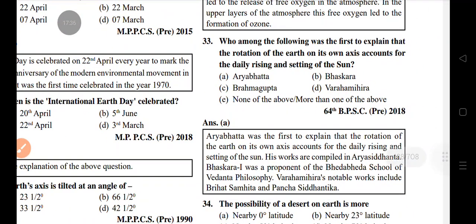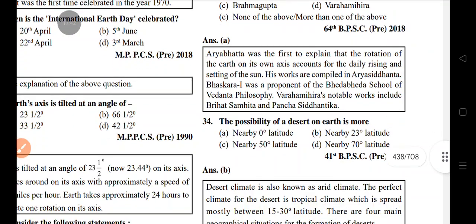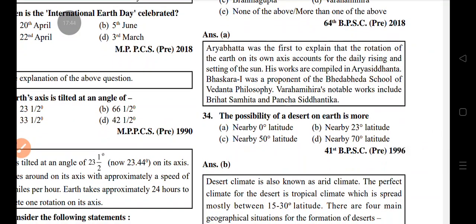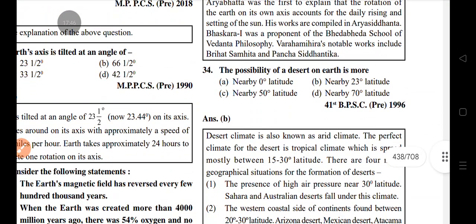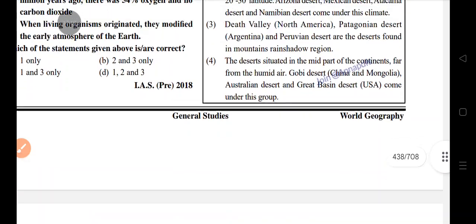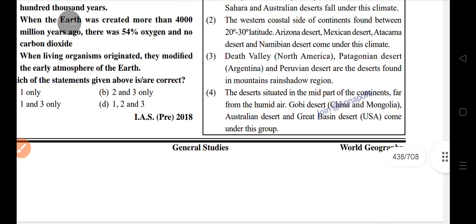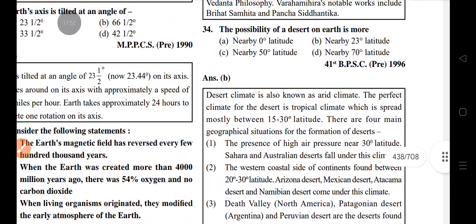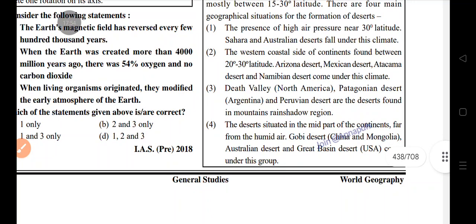First, to explain that rotation of Earth on its own axis accounts for the daily rising and setting of the sun. Aryabhata. The possibility of a desert on Earth is more near 23 degrees latitude. Death Valley, North America. Patagonia Desert, Argentina, and Peruvian Desert are found in mountain dense shadow region.